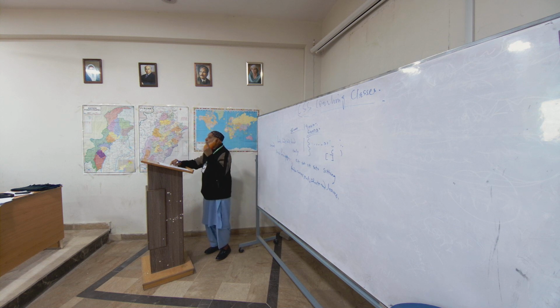For example, lone wolf. It's a person who wants to remain isolated or solitary or alone and doesn't want the company of other people. That person is called a lone wolf. Akela rehne wala, tanhai pasand person. This kism ke phrases and idioms bahut achhe hain.